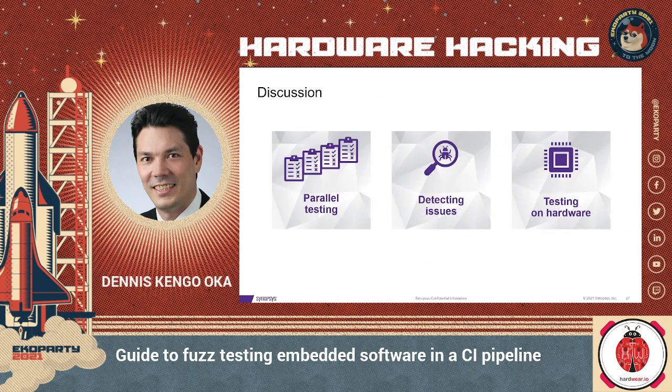So by following these steps and establishing a fuzz testing environment, we can now perform fuzz testing in a CI pipeline on software only. This allows us to also perform parallel testing. Imagine that we can spin up, for example, 10 instances of Zephyr and then perform fuzz testing on different interfaces and different target applications in parallel. This would be much more efficient than performing testing on hardware where we may have limited availability.